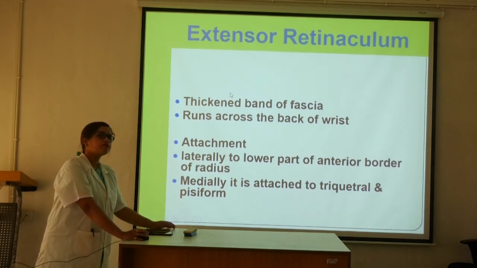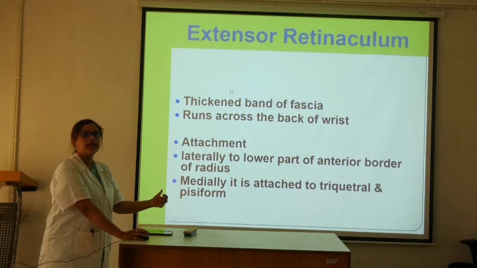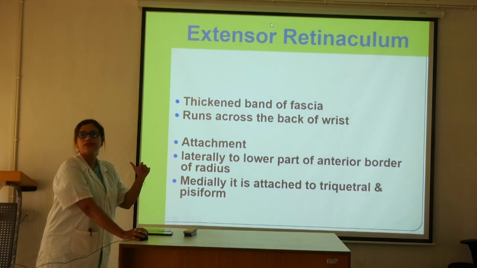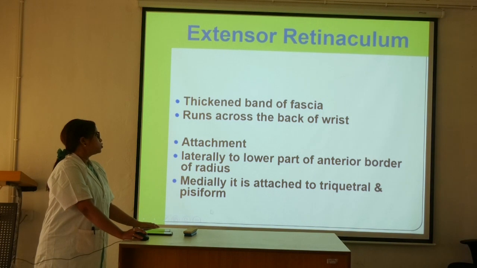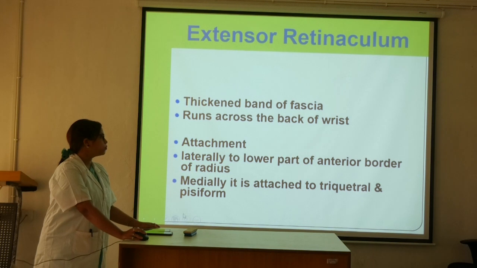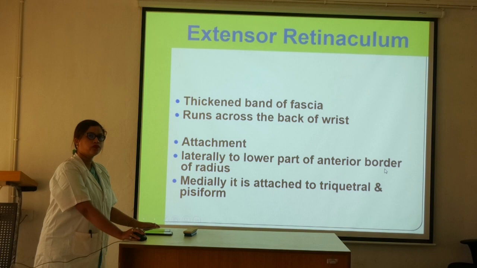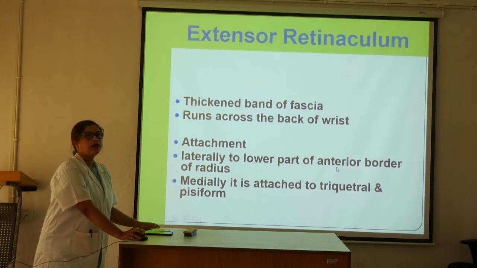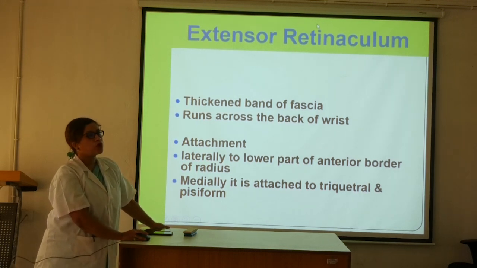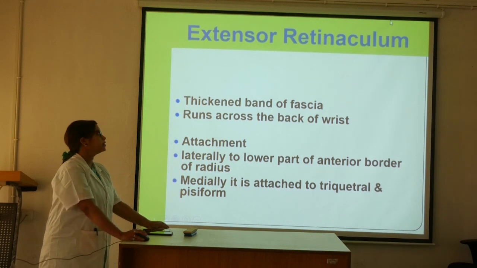Flexor carpi ulnaris will be laterally, pisiform will be laterally. Hook of hamate is found on the medial side. Okay? So medially it is attached to the triquetral and pisiform. So this bone is from the first row. Okay? Hamate is from the second row. What are the 8 carpal bones? Scaphoid, lunate, triquetral, pisiform, then trapezium, trapezoid, capitate, hamate. Okay, these are the 8 bones.